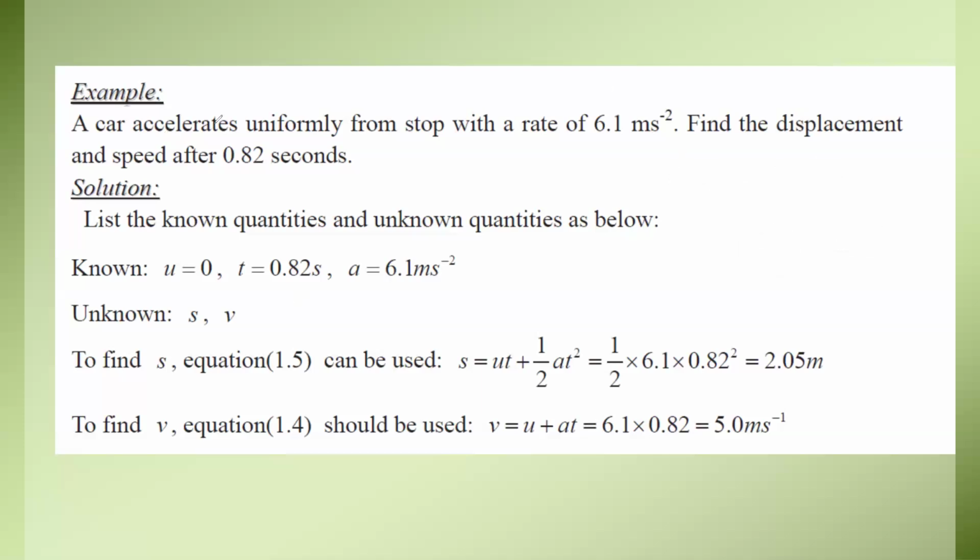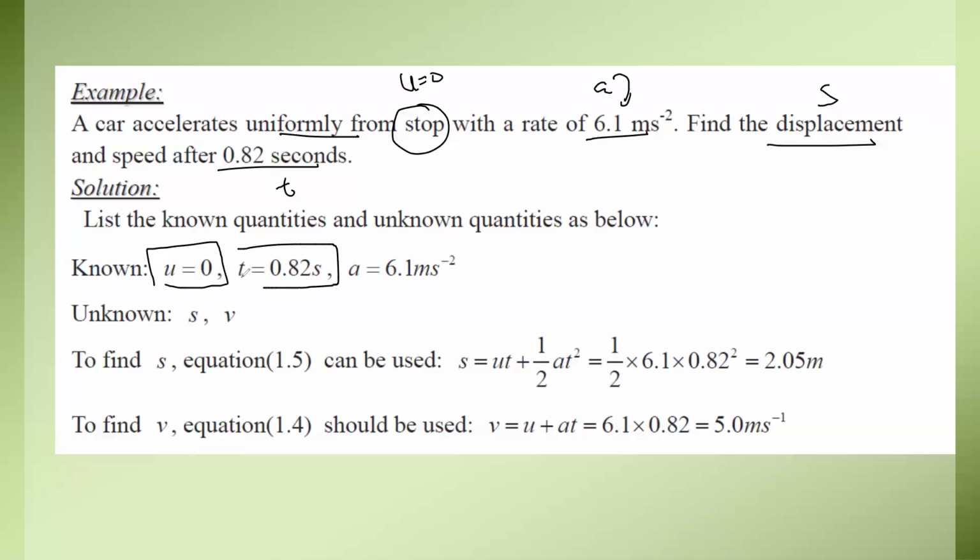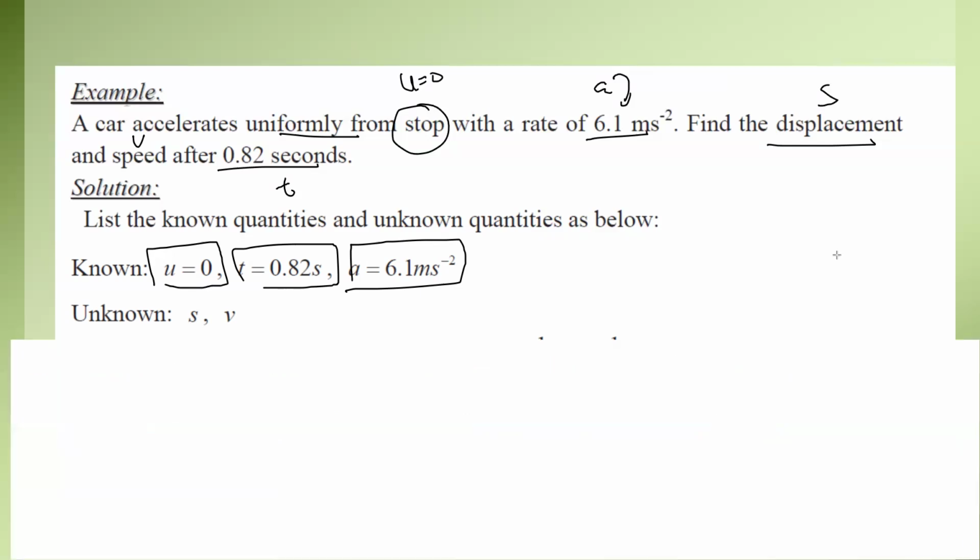So a car accelerates uniformly from stop. The car was initially at rest and it has an acceleration of 6.1. We have to find the displacement after 0.82 seconds, so that's the time interval. The initial speed is 0, the time is 0.82, and the acceleration is 6.1. What we need is the displacement and the final speed. The best way to solve such a question is to note down all 4 equations and check in which one you have only one unknown. The equation with only one unknown is the useful one.